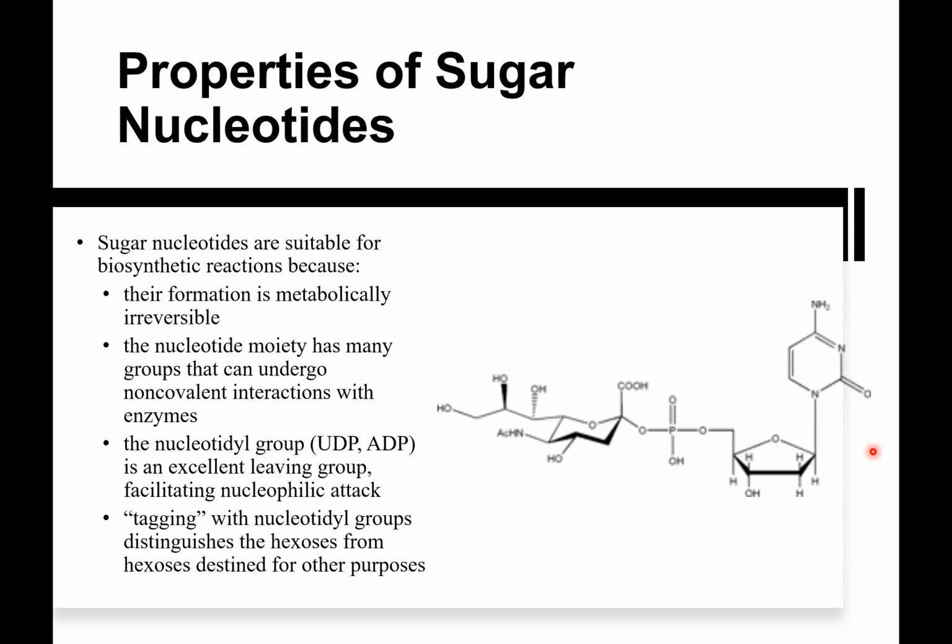So what's the deal, chemically speaking? What is the advantage of having this nucleotide attached to our sugar? Well, there's a few things. One is their formation is metabolically irreversible. So once it's formed, we're not going back until, let's say, we want to form glycogen, right? But this is a stable molecule. In essence, we're saying this is a very stable molecule, right?